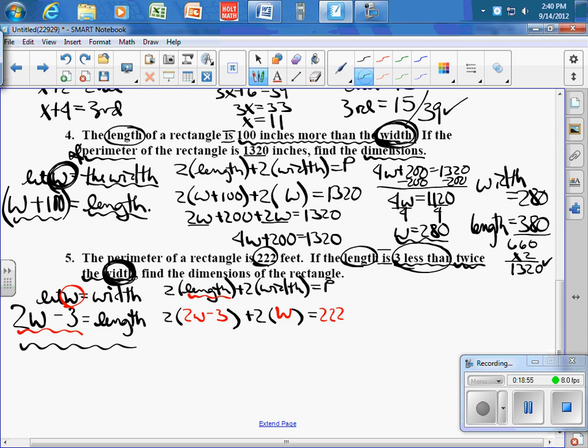Well, I know how to solve this equation. Use the distributive property, 4W minus 6 plus 2W is equal to 222.